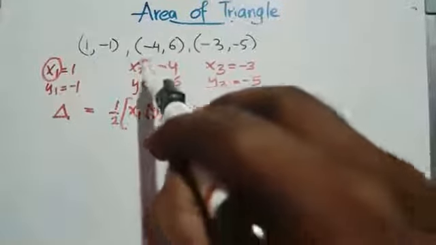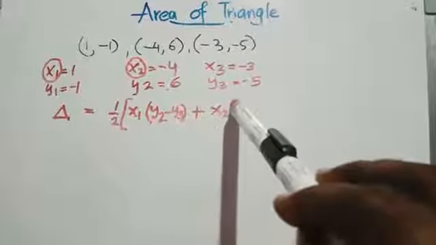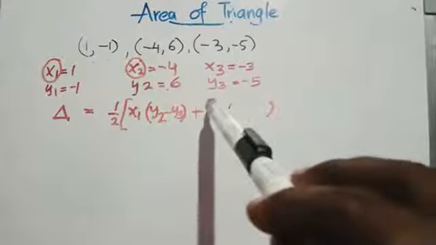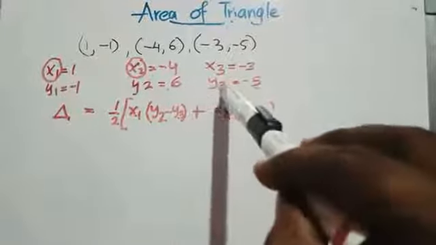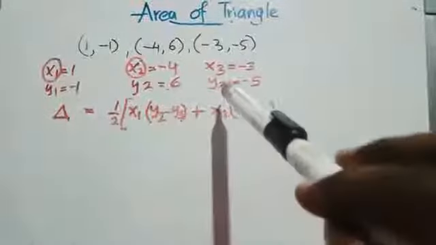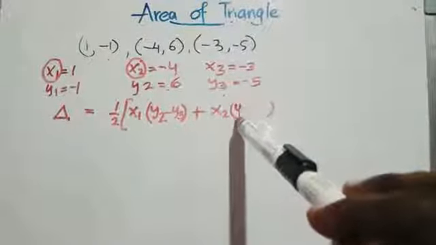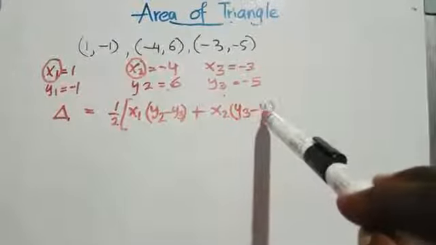Plus, next we use x2. So which are the variables we subtract? The remaining two. That is y3 minus y1. Don't do y1 minus y3, always from right to left. y3 minus y1.